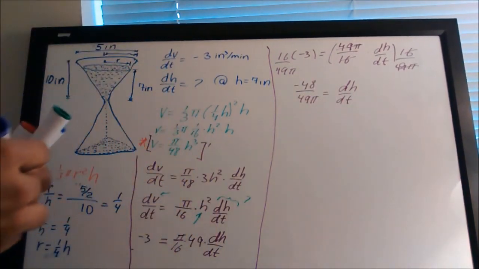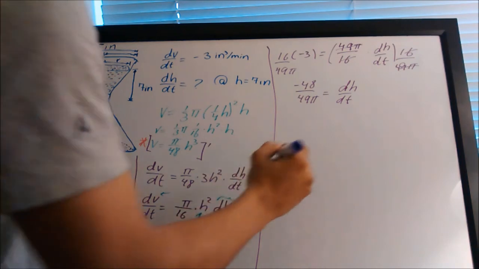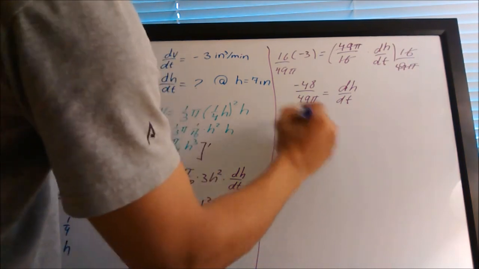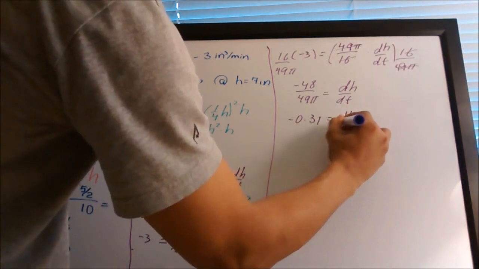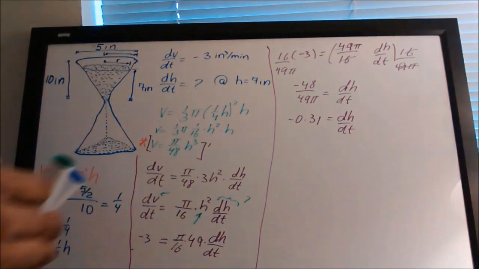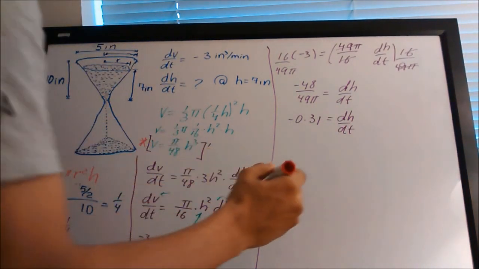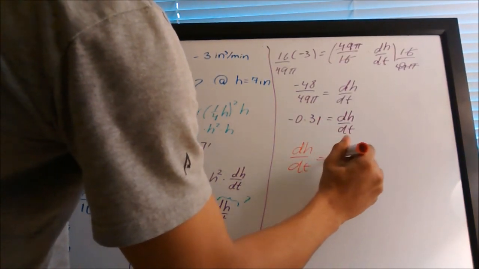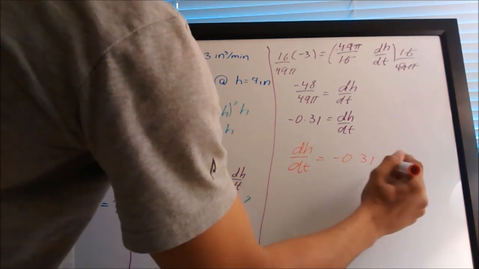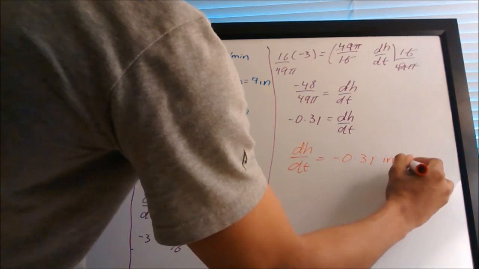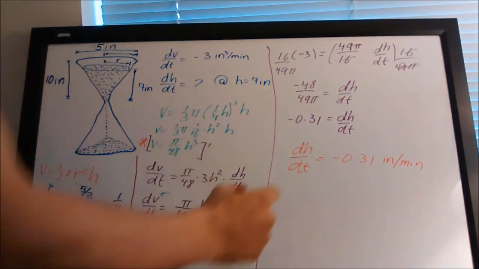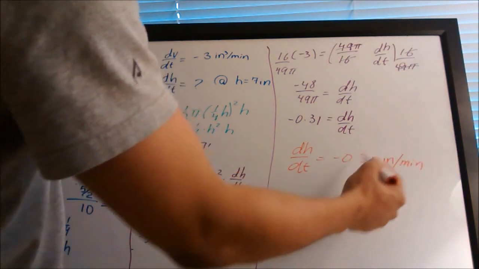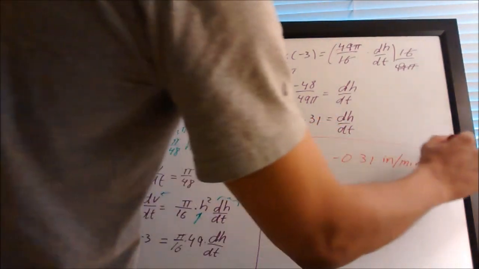Alright, now if you plug that into your calculator, this will come out to be -0.31. This number is dH over dt, and this is our actual final answer. Now, I'm going to write it as: the rate of change of height with respect to time is equal to negative 0.31 inches per minute. Why? Because this is height changing with respect to time. The height is measured in inches and the time is measured in minutes. That's why our units are inches per minute. That's our final answer to the problem.